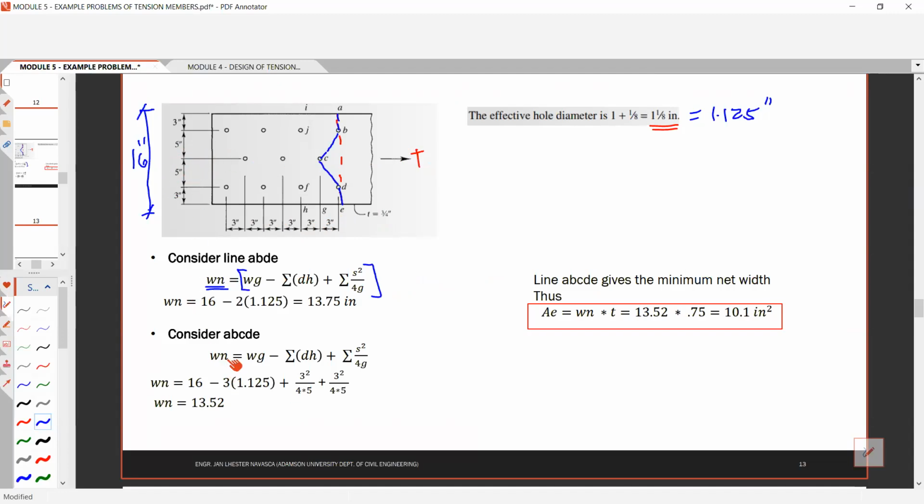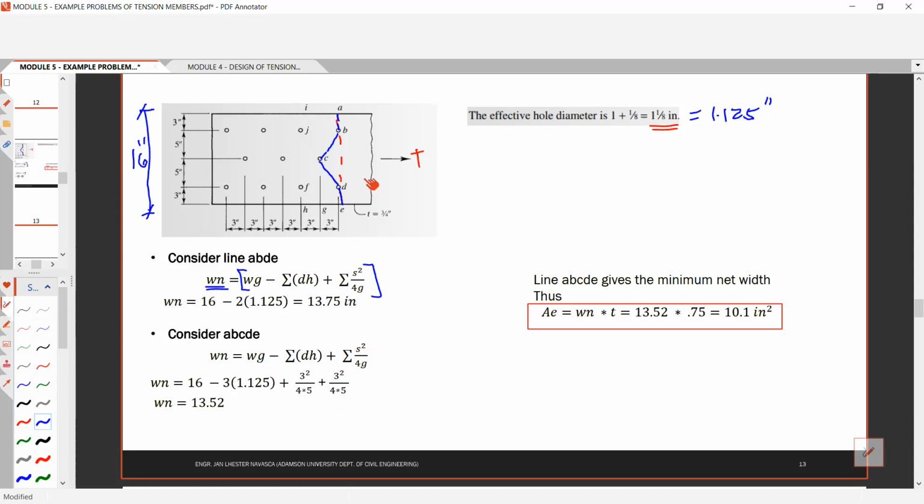Okay, so again, your gross width, which is 16 inches, minus how many holes in the line ABCDE. You have 1, 2, 3 holes, multiplied by the diameter of the hole, that is 1.125, plus the Cochrane's equation factor, S squared over 4G. So the first diagonal is the line BC. What is S? You have 3 inches. And what is G? That is 5 inches. So that is 3 squared over 4 times 5.